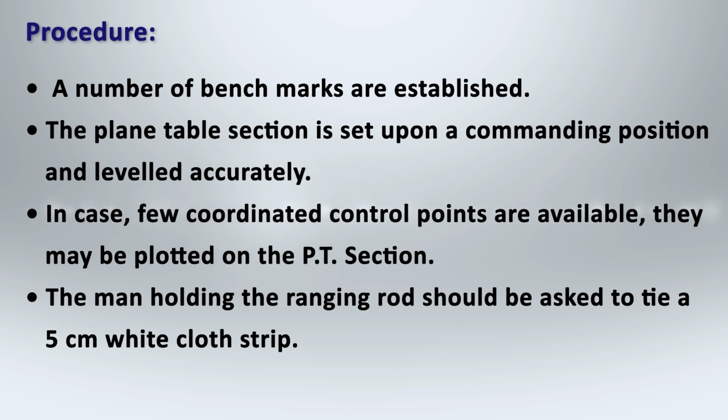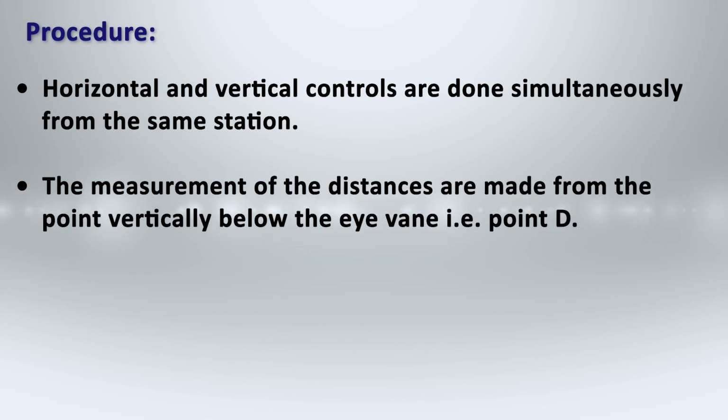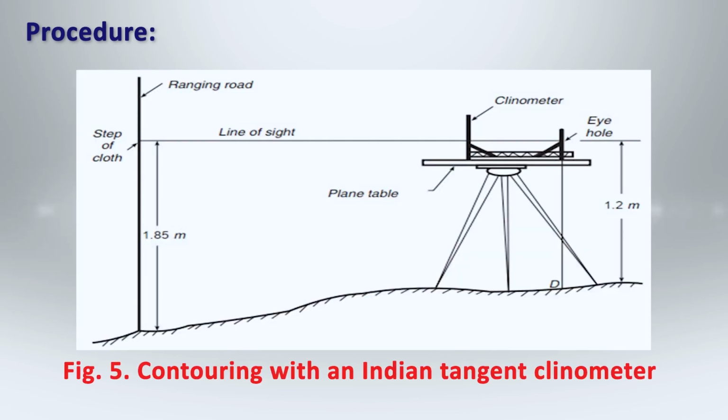This method can be suitably employed when a level is not available during plane tabling, or when only one surveyor performs both the operations. It may be appreciated that horizontal and vertical controls are done simultaneously from the same station. The measurements of the distances are made from the point vertically below the eye vane, that is the point D, as shown in figure 5.